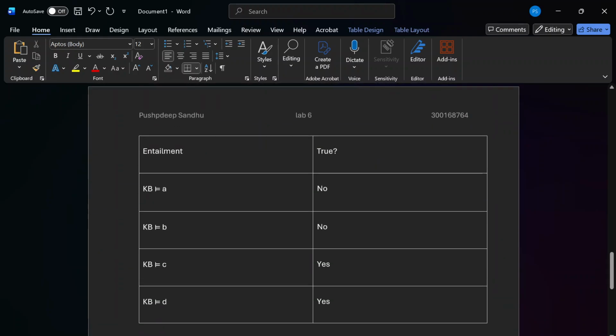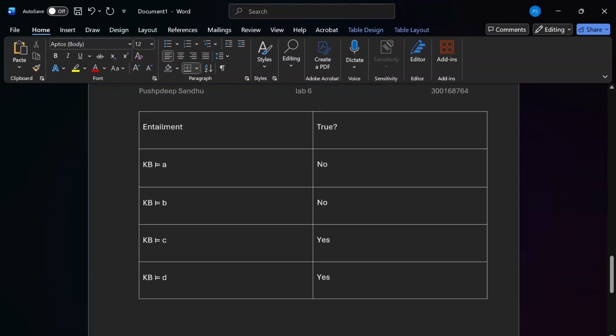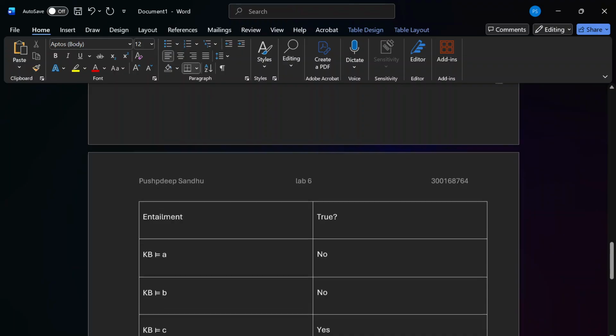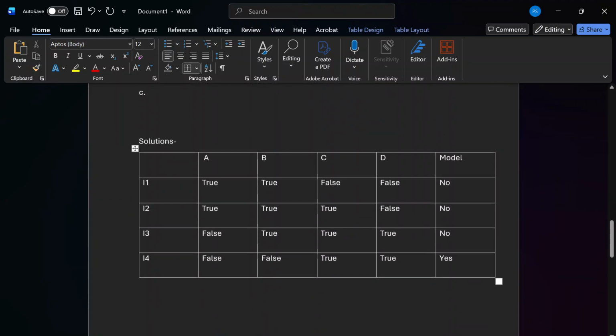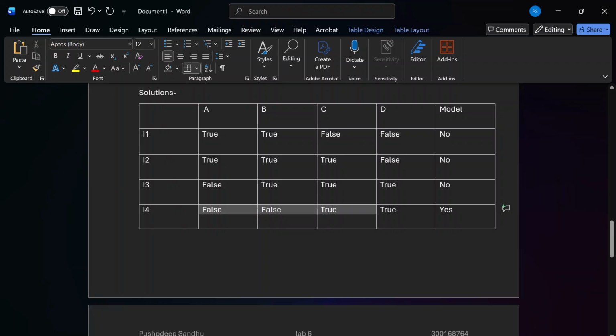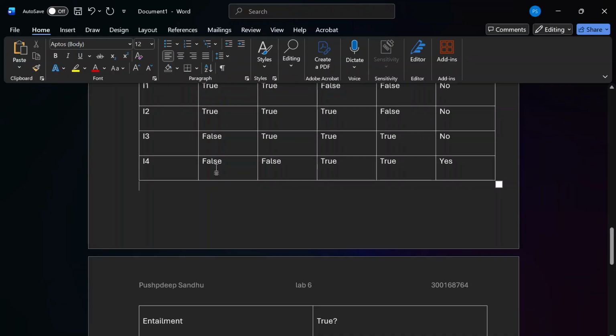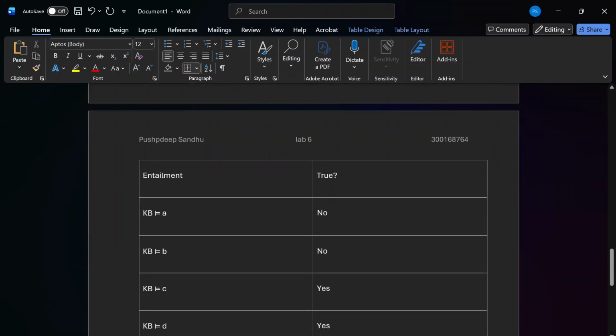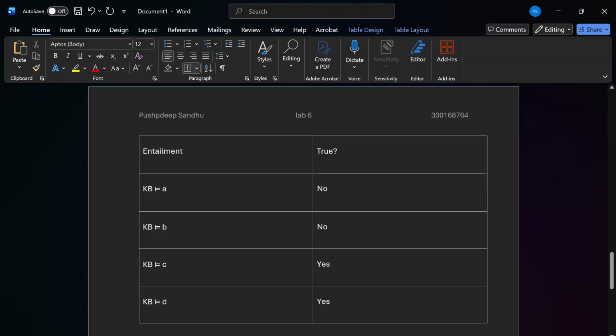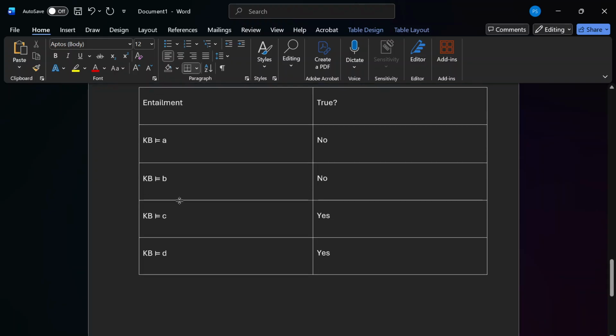And the second thing was for entailment. As we can see from the knowledge base, only this is true. Only this I4 is the valid model, so we conclude our entailment with this. So only C and D are true.